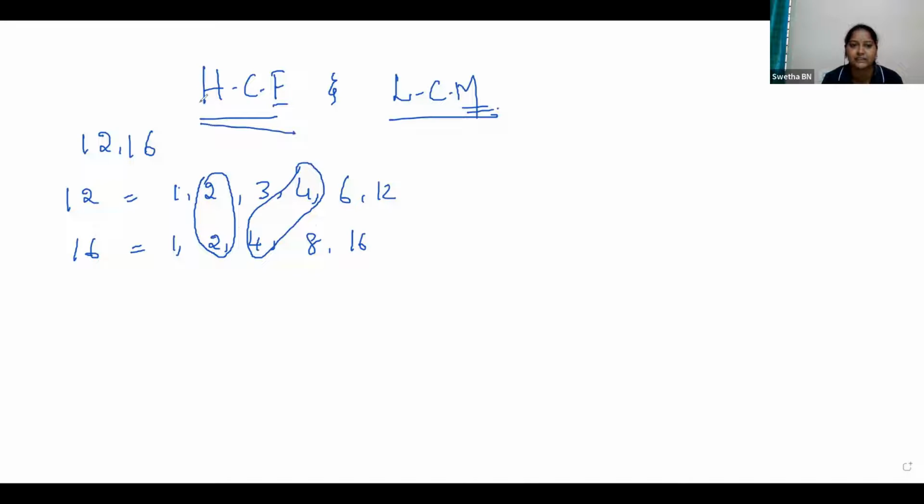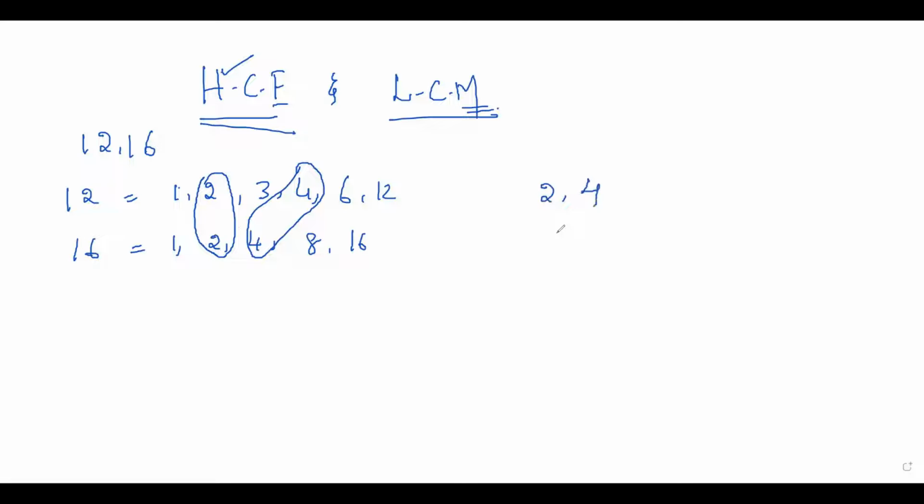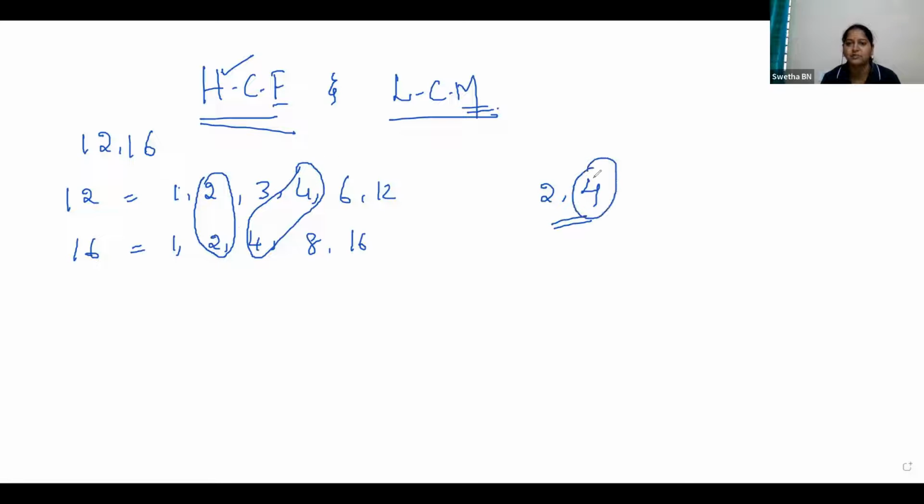And what is HCF? We have to take the highest common factor. We have 2 common factors, 2 and 4, but which is highest? 4. So HCF is 4. That means 12 and 16 are both divisible by 4. The highest number is 4. And what is LCM?